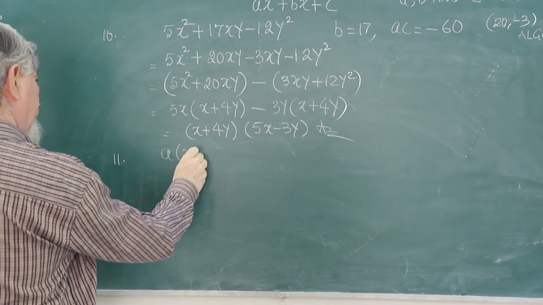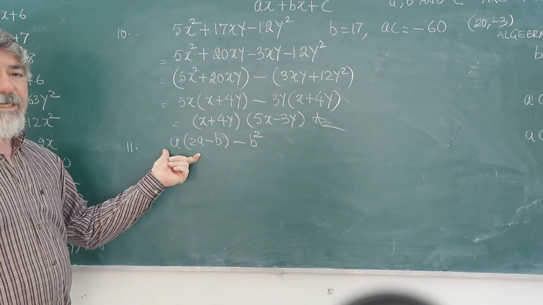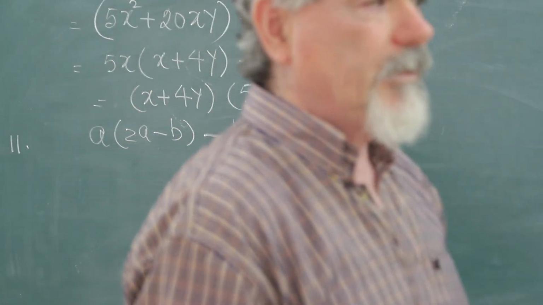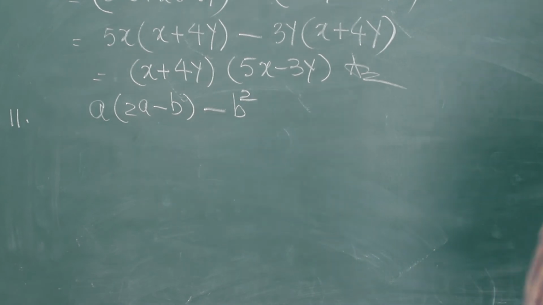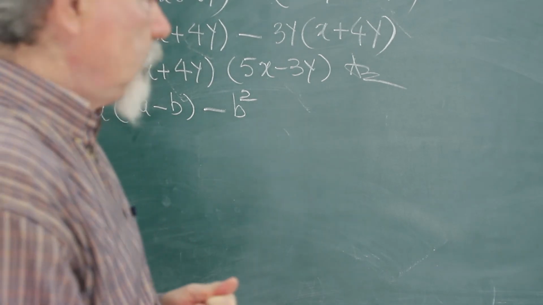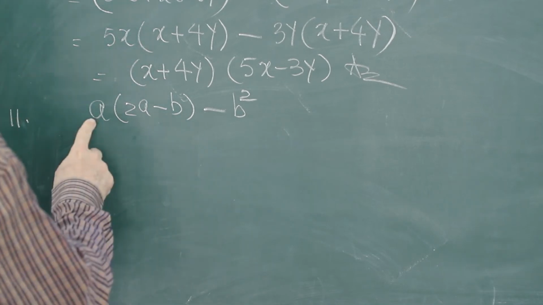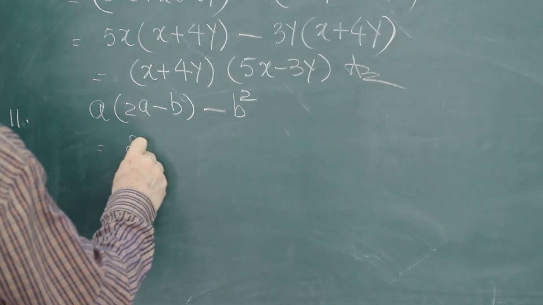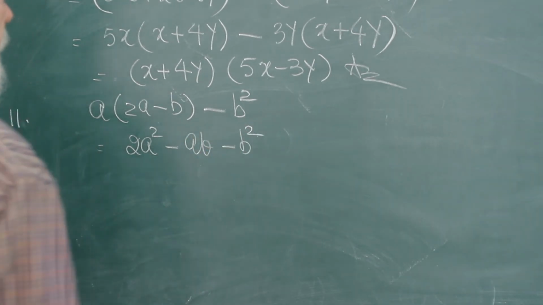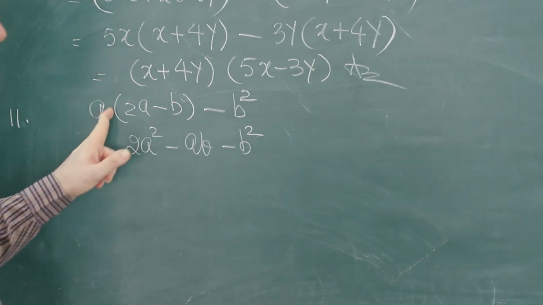A into 2A minus B squared. Again, when you look at the question, there's a little confusion, as neither is it a difference of squares nor can I take out anything common. What can I do? I am going to simplify, as I told you, you must simplify. A into 2A is 2A squared, A into B is minus AB, minus B squared.